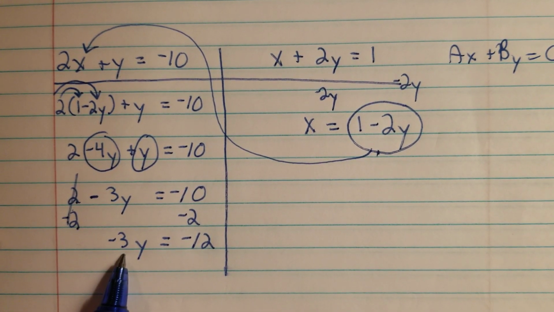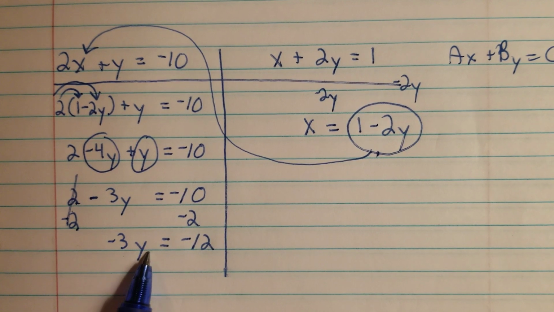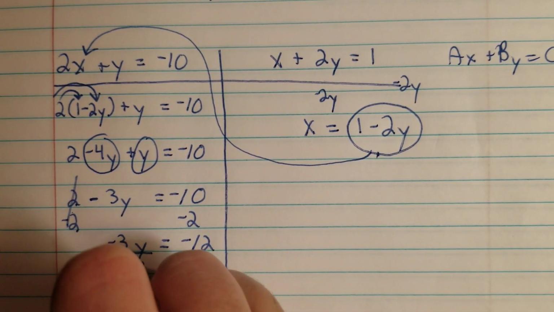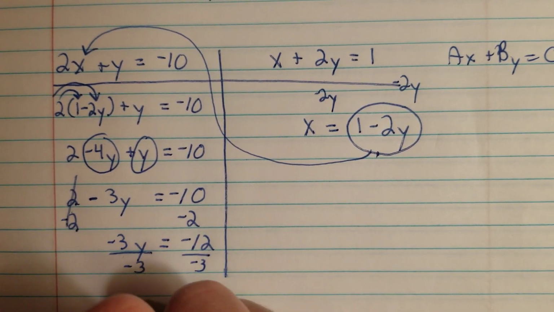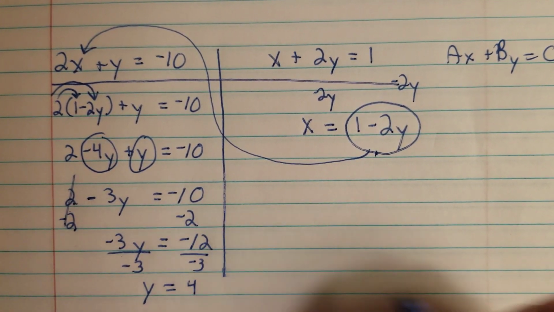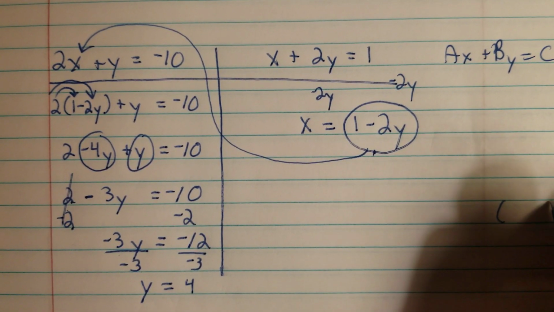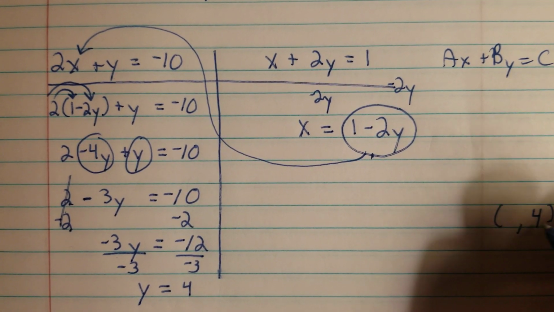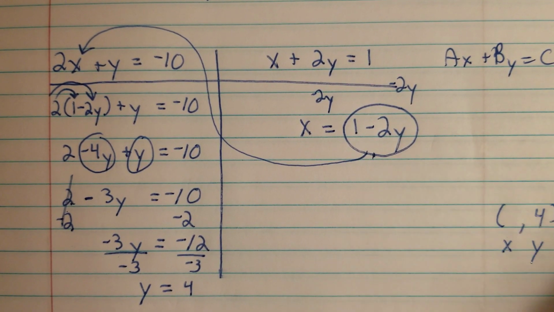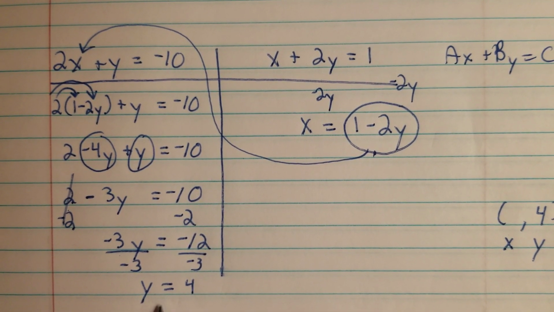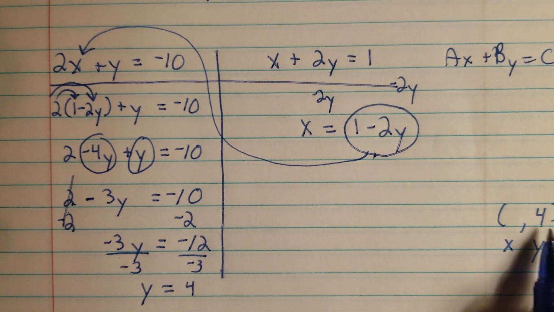Now I'm going to deal with that negative 3. That's negative 3 times y. So I'm going to undo the multiplication and divide by negative 3. Negative 12 divided by negative 3 gives me a positive 4. So that gives me a part of my solution. That gives me the y part. Remember, every ordered pair is x comma y. So I solved for y first in this situation. So I got the 4.